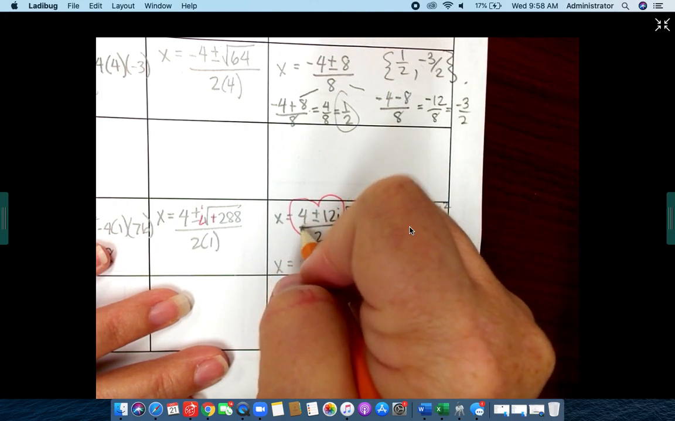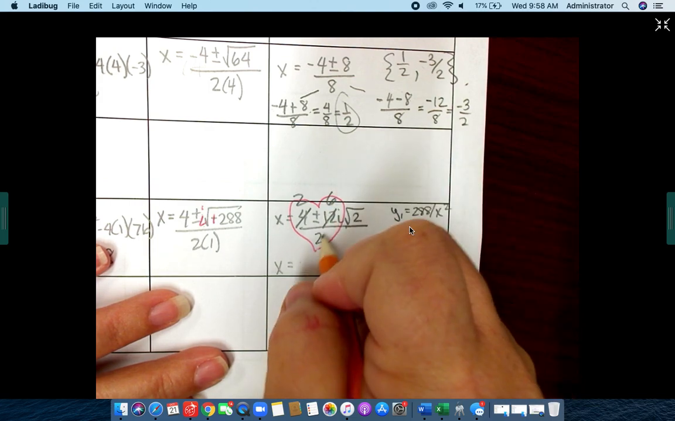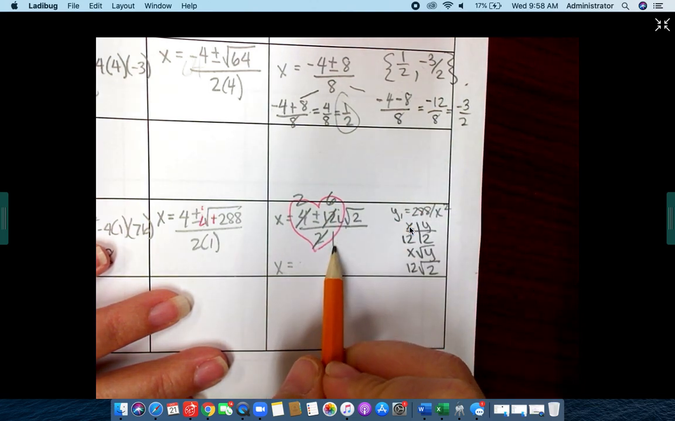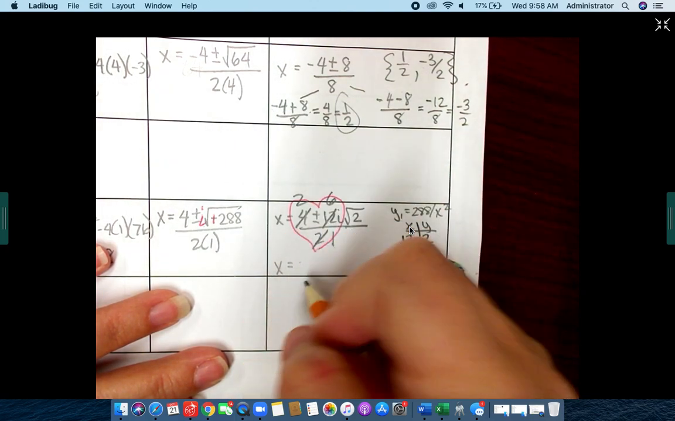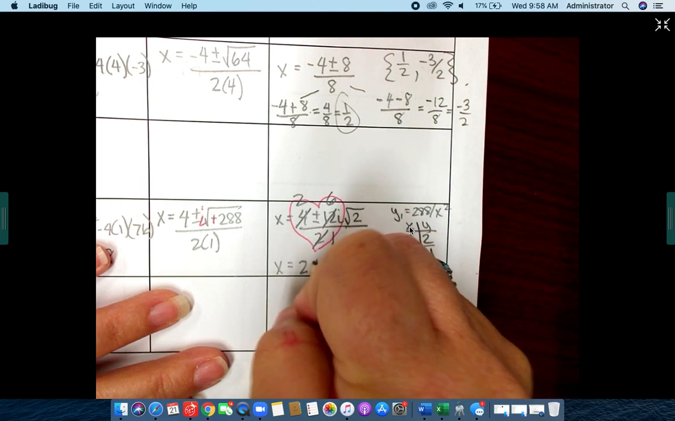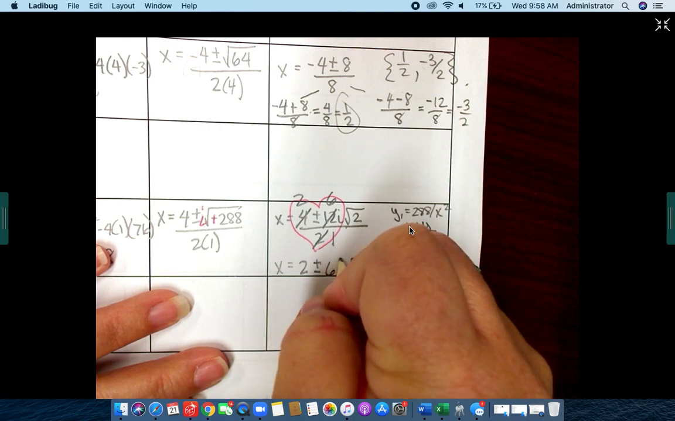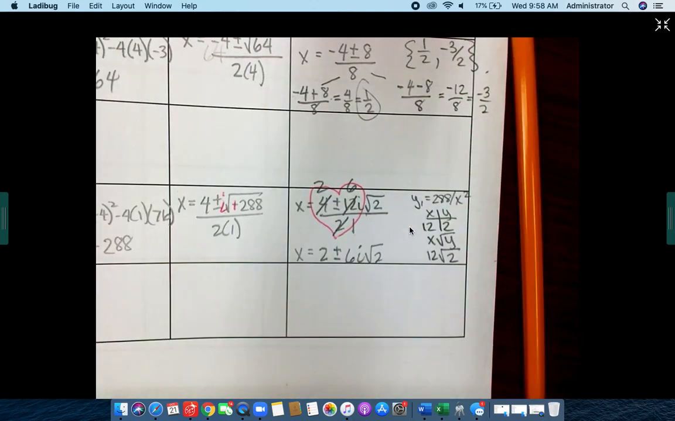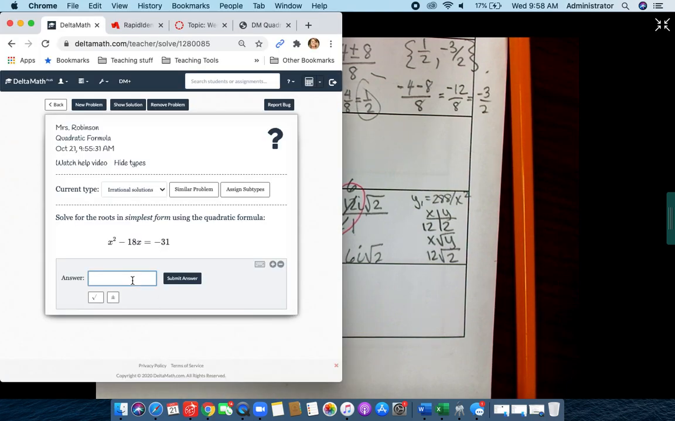So 2 into 4 is 2. 2 into 12 is 6. 2 into 2 is 1. Look back at number 9. Remember, when the denominator was 1, I didn't need anything in the fraction, or anything in a denominator. So I'm just going to be left with 2 plus or minus 6i square roots of 2. And don't forget that i there. Okay? So I'm going to come over here, and that's what I'm going to type in.